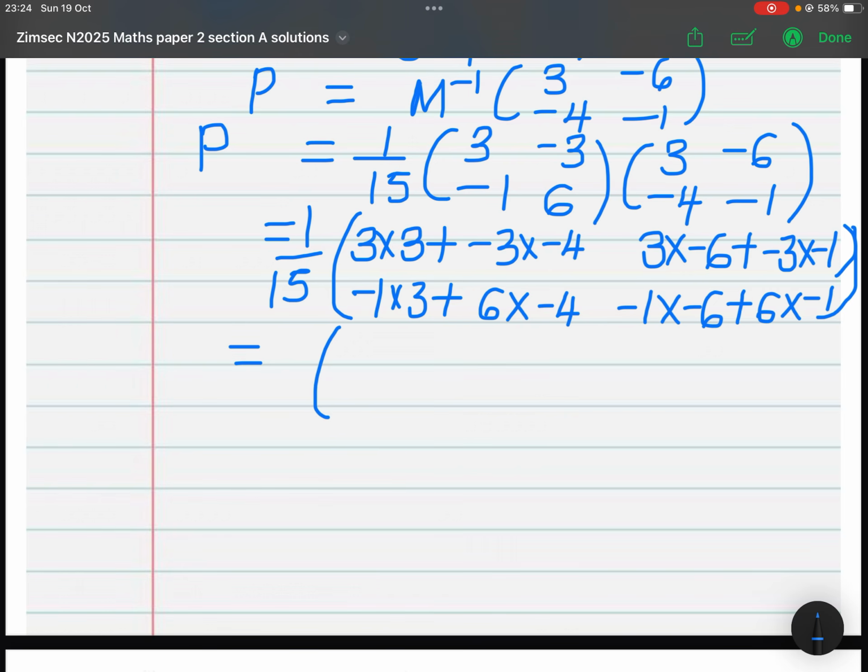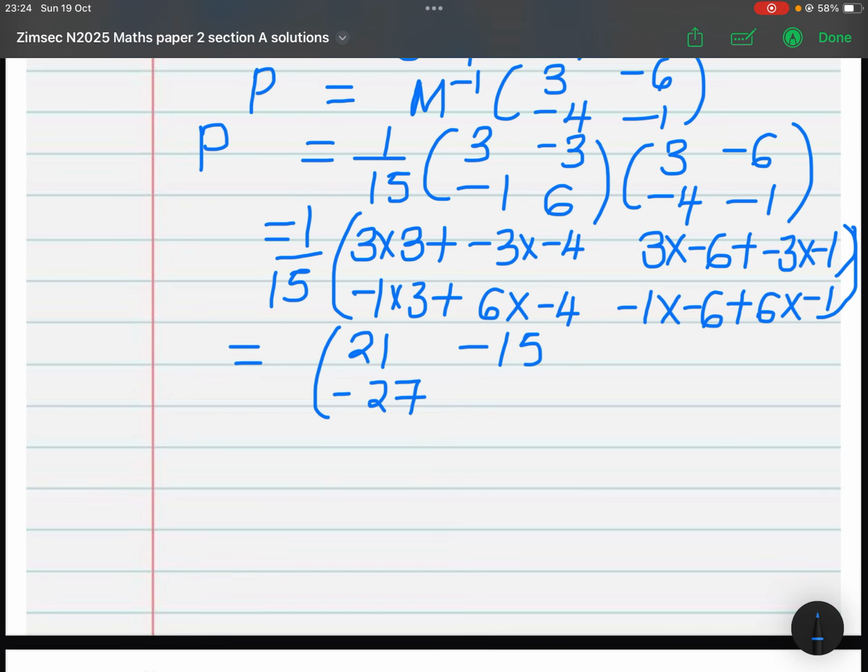So if we say 3 times 3, we get 9. 9 plus 12, we get 21. And then 3 times minus 6, we get minus 18. Minus 18 plus 15, plus 3, we get minus 15. 1 times 3, minus 1 times 3, we get minus 3. Minus 3 minus 24, we are going to get minus 27.